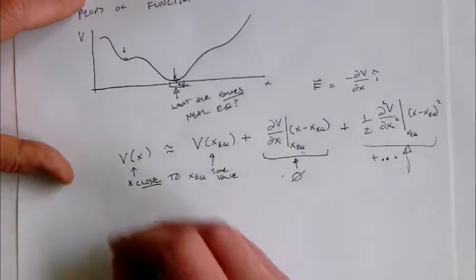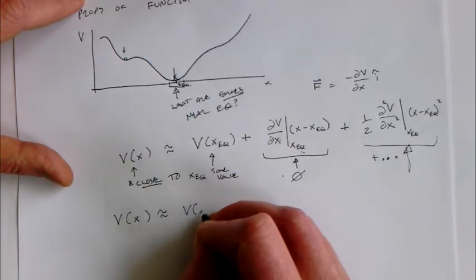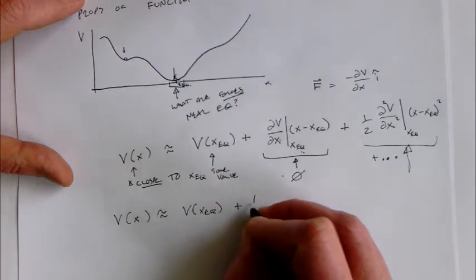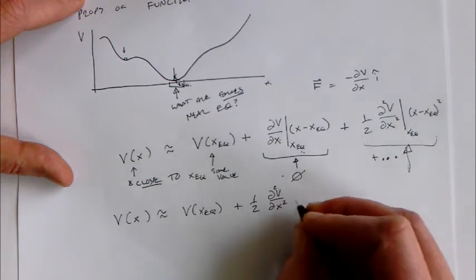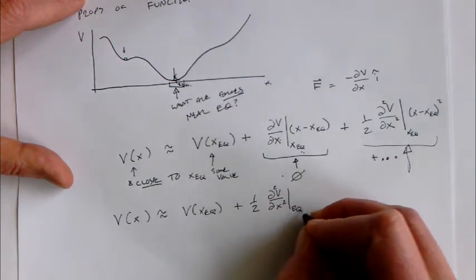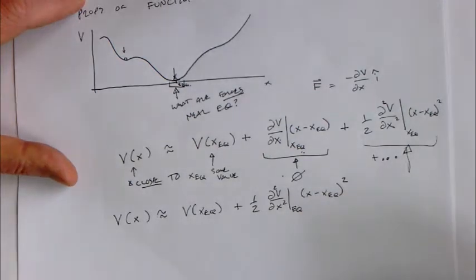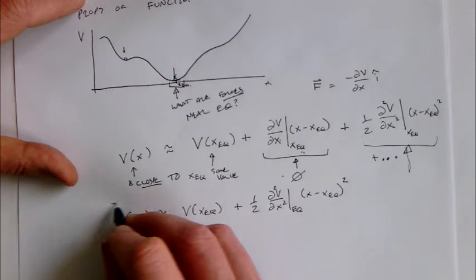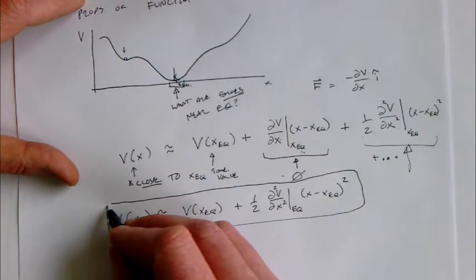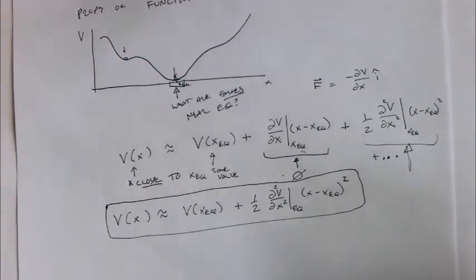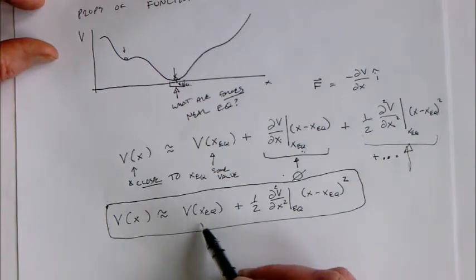term, right? So I would actually say the potential at x is approximately the potential at the equilibrium point plus 1/2 second derivative of the potential with respect to x squared evaluated at the equilibrium point times x minus x EQ squared. Okay? And this is going to be a reasonable approximation for pretty much any potential, as long as it has a second derivative, and as long as I'm close to the equilibrium point.